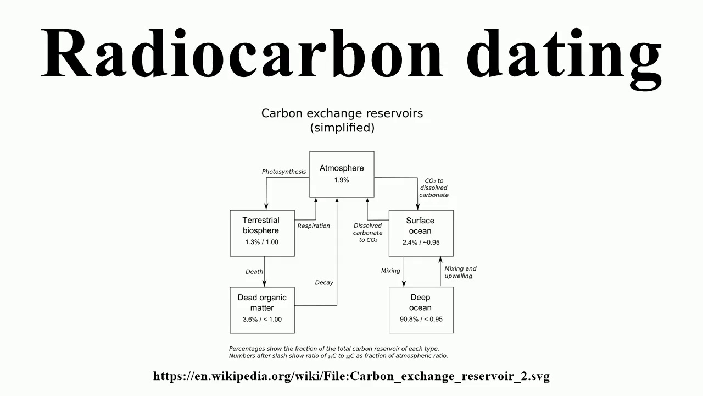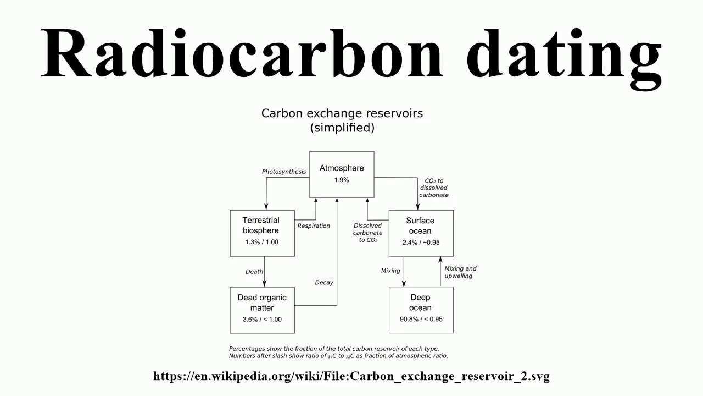The radiocarbon dating method is based on the fact that radiocarbon is constantly being created in the atmosphere by the interaction of cosmic rays with atmospheric nitrogen. The resulting radiocarbon combines with atmospheric oxygen to form radioactive carbon dioxide, which is incorporated into plants by photosynthesis. Animals then acquire 14C by eating the plants.